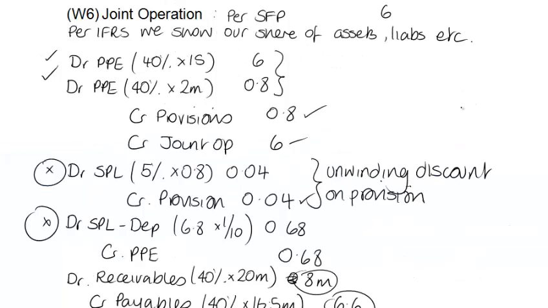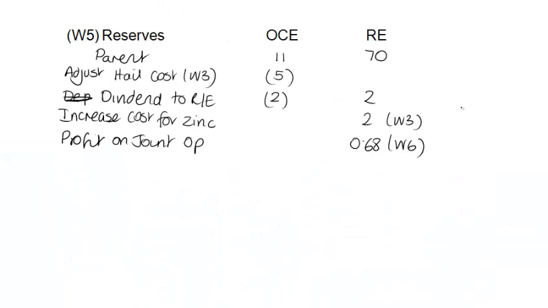So I'm now going to go up to working number 5. Depreciation, transfer from working number 7, OCE debit by 0.11, retained earnings credit 0.11.